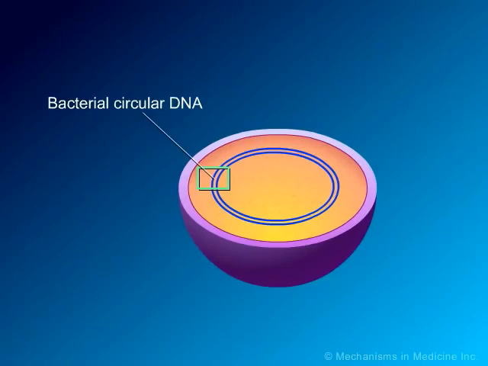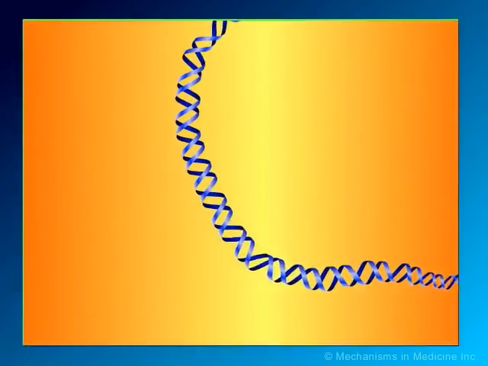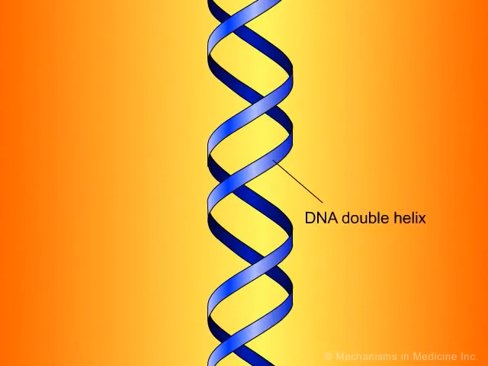However, before this can occur, the bacterium must make an identical copy of its complete circular DNA. DNA replication requires that the two strands of DNA separate so that the genetic code of the bacterium can be read and a new complementary strand can be created for each of the original strands.